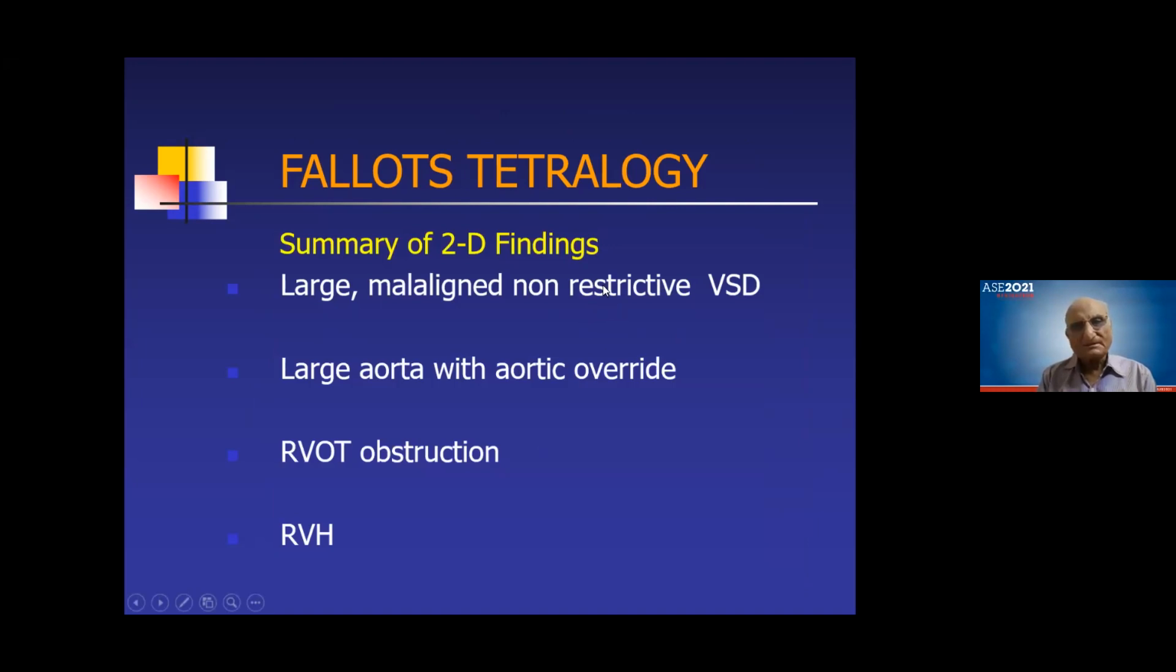Restrictive ones are high velocity VSDs. You have seen a large aorta with an aortic override. We will show you RVOT obstruction, and you have seen RVH. So in one view, you have seen the three lesions which are characteristic of Fallot's tetralogy.